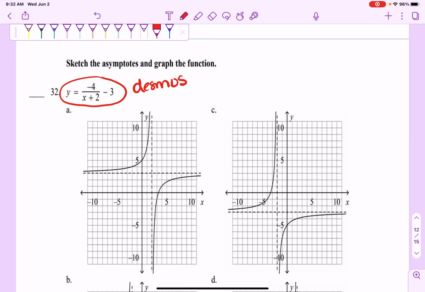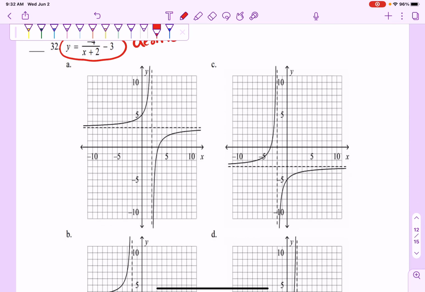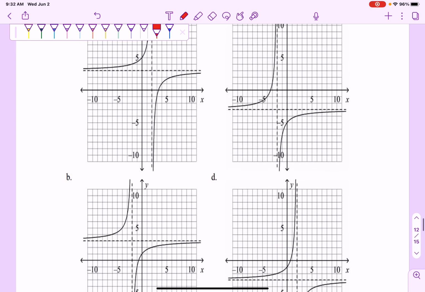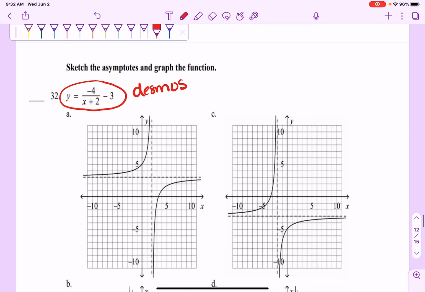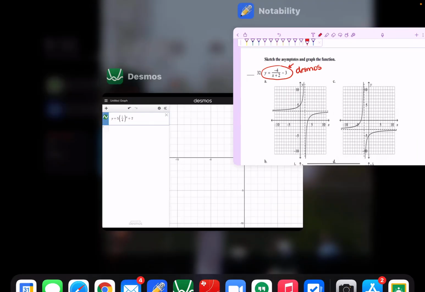But notice on all of the graphs that I have, they have those dashed lines for the asymptotes. So you're going to have to be able to know how to get those to show up on Desmos. So I want to make sure we'll pick the graph that matches first, and then we'll talk about how to get those asymptote lines on there. So I'm going to start by going and graphing this first in Desmos.